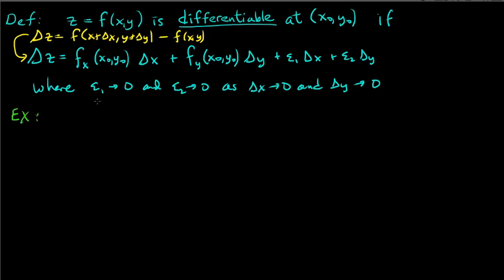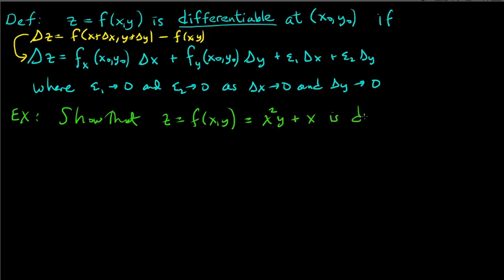Okay, so as an example, let's show that the function, again we can use z as a function of x and y, let's just do x squared times y plus x. We want to show that this is differentiable. Okay, so let's start by calculating delta z. Let's do that here.